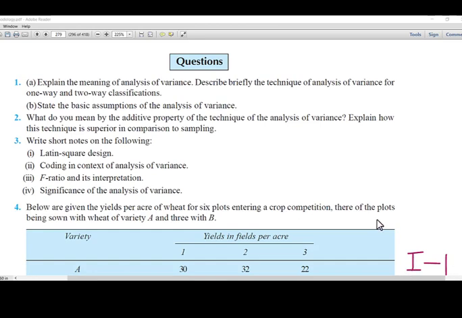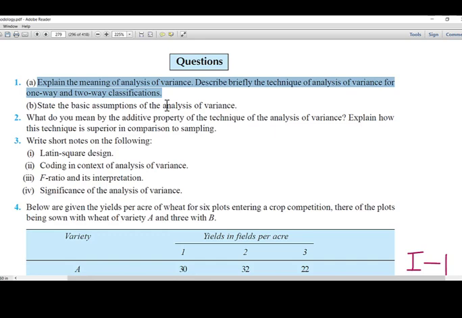Now we discuss these questions. First, explain the meaning of analysis of variance. Describe briefly the technique of analysis of variance for one-way and two-way classifications. This we have already discussed. And state the basic assumptions of the analysis of variance. These basic assumptions also we have discussed.